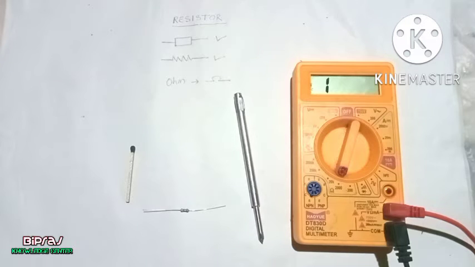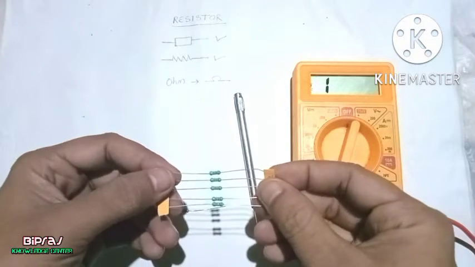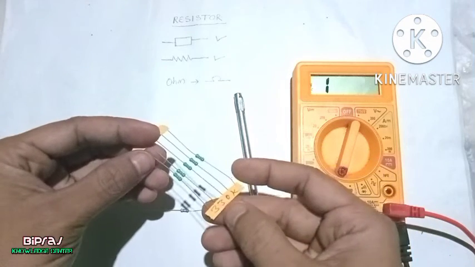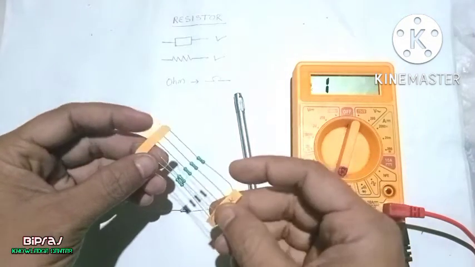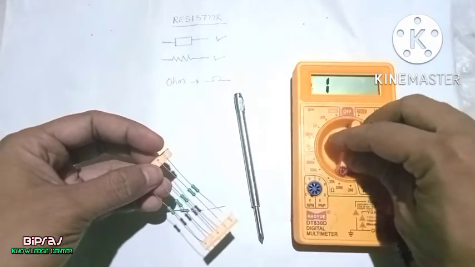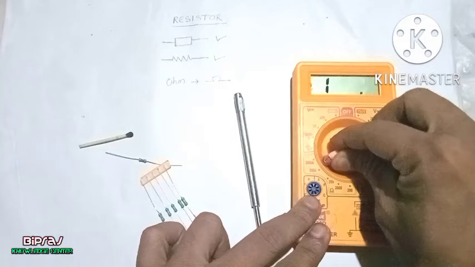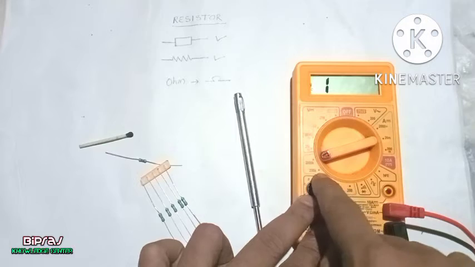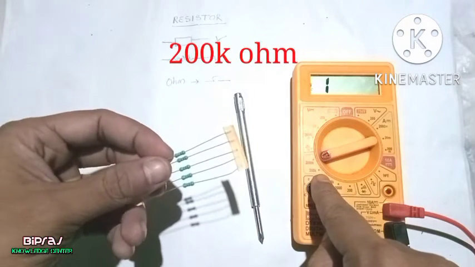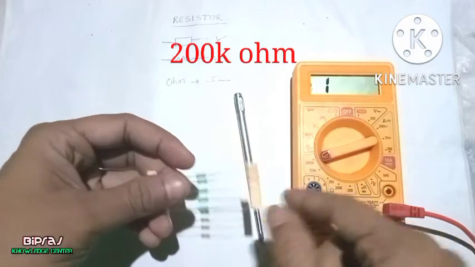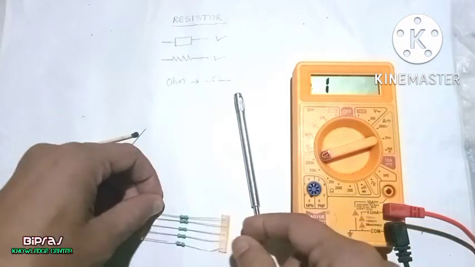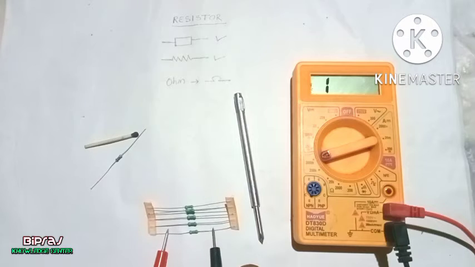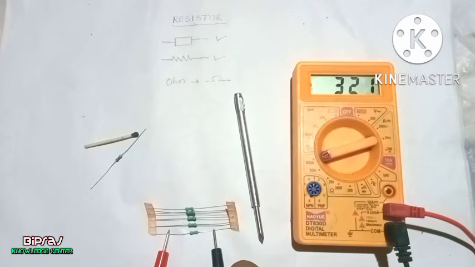Let's check another resistor. It is another resistor. Its value is written as 330 kilo ohm, so we can set it at 2000 kilo ohm, because it is more than 1000 ohm. Its value is more than 200 kilo ohm, so I have to set it at a much higher range. So you can see it is about 322 or 323.